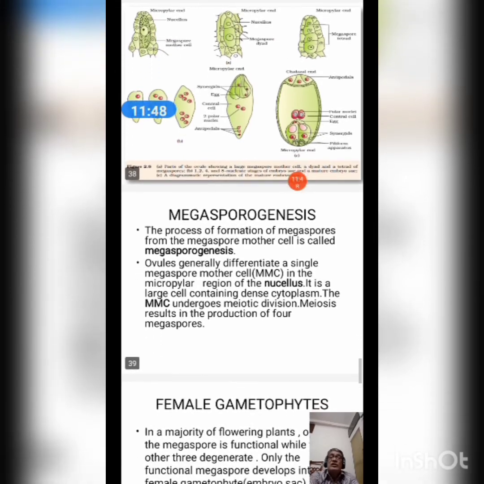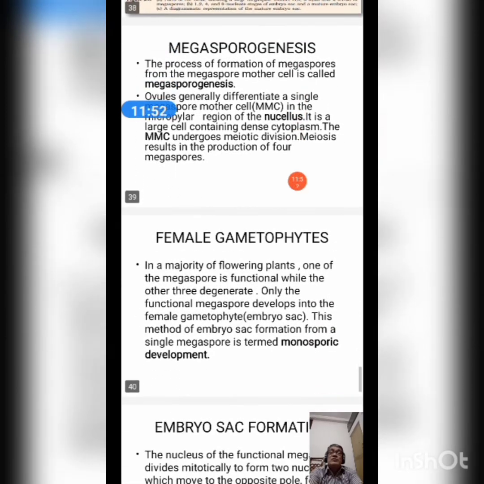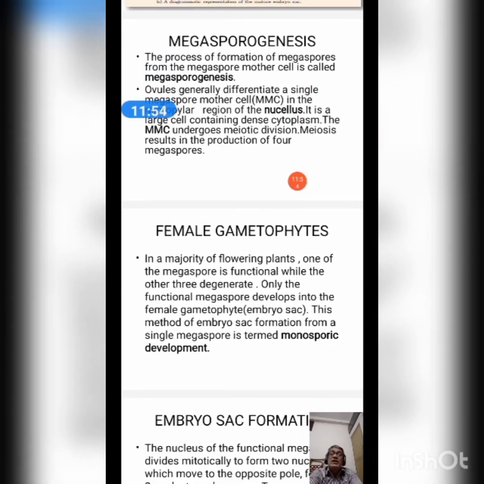MMC undergoes meiotic division, and meiosis results in the production of four megaspores. How is the female gametophyte looking, and what about their pattern? In a majority of flowering plants, one of the megaspores is functional, the other three degenerate. Only the functional megaspore develops into the female gametophyte, that is called the embryo sac. This method of embryo sac formation from a single megaspore is called monosporic development, which is very important.